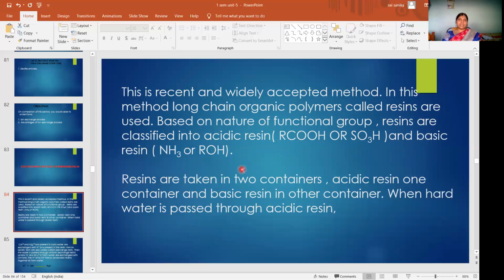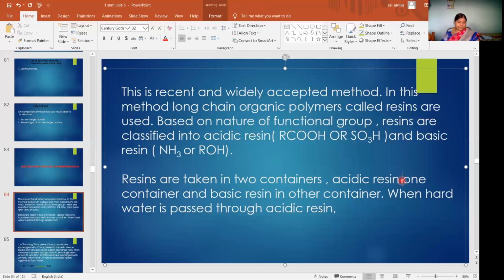Resins are taken in two containers. Here we are using two containers, whereas in zeolite process we used only one container. We are taking two containers because we are taking two types of resins. Acidic resin in one container and basic resin in another container.